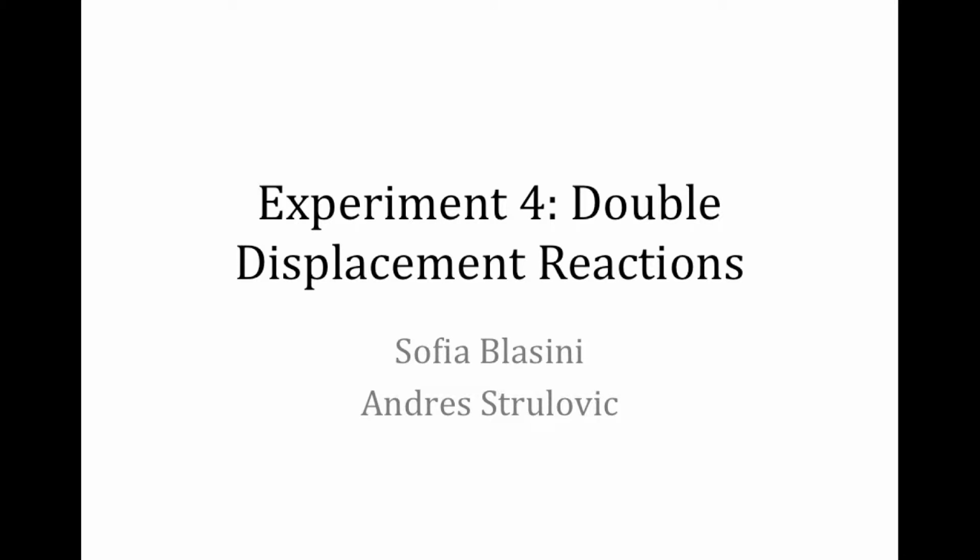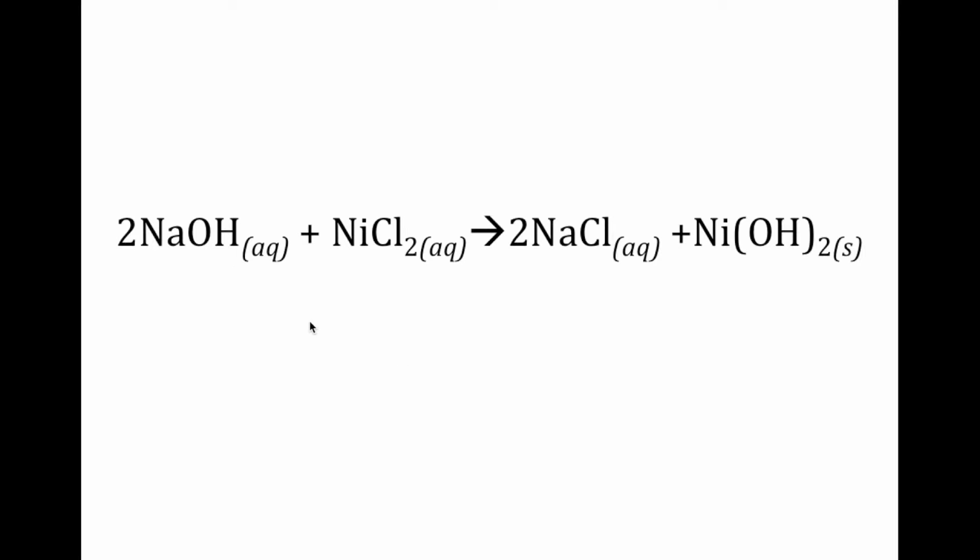and we will guide you through a double displacement chemical reaction and its equation. In this video, we will demonstrate and explain the process of a double displacement reaction using sodium hydroxide and nickel 2 chloride solutions as reagents, which are substances that interact together, shown in the left side of the equation, in order to obtain sodium chloride and nickel hydroxide as products, which are the new substances formed as a result of the interaction shown in the right side of the equation.